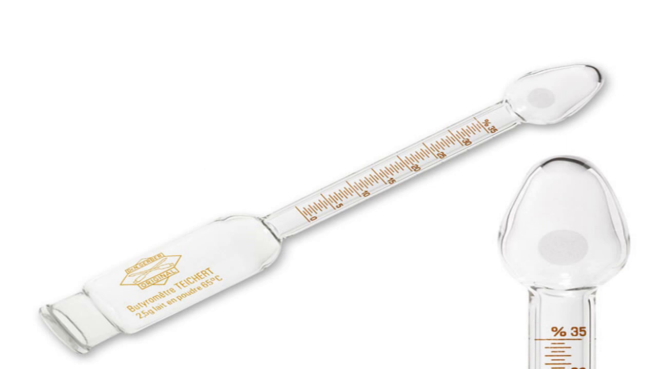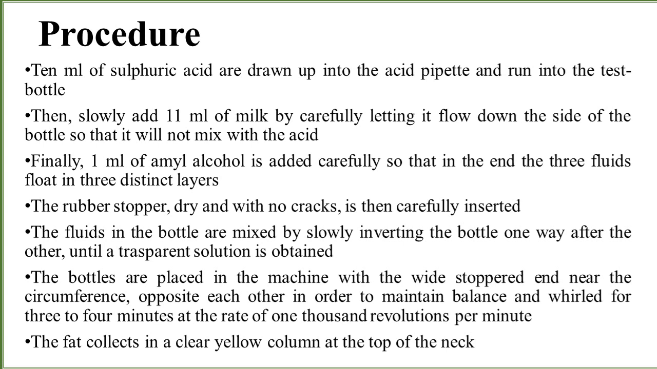This is the simple procedure. 10 ml of the sulfuric acid are drawn up into the acid pipette and run into the test bottle. Then slowly add 11 ml of the milk by carefully letting it flow down the side of the bottle so that it will not mix with the acid. Finally, 1 ml of the amyl alcohol is added carefully so that in the end the three fluids float in three distinct layers.